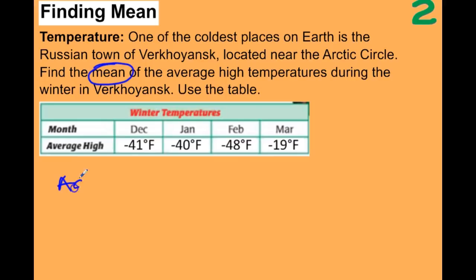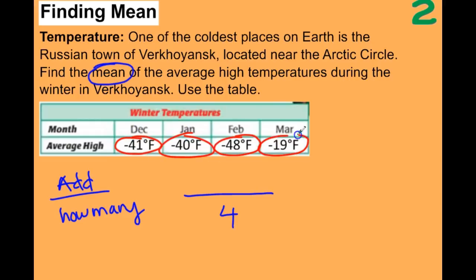So we're going to do exactly what they say, add them all up, and divide by how many do we have. So we have 1, 2, 3, 4 months. We're going to end up dividing by 4. So if we combine these, they're all negatives. Same sign, add and keep. So we have 41, 40, 48, and 19. Adding up this column on the right, I know 9 and 1 make 10, plus 8 more, 18.